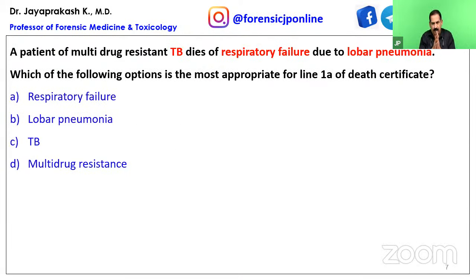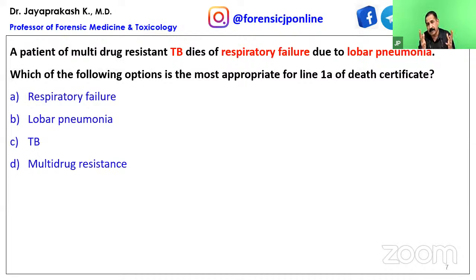Now I ask you a question. A patient of multi-drug resistant TB dies of respiratory failure due to lobar pneumonia. Which of the following options is the most appropriate for line 1A of the death certificate? Now, please give me the answer. What is your answer? What is the immediate cause of death? What are you supposed to write in Roman 1A? Please tell me. Anyone?